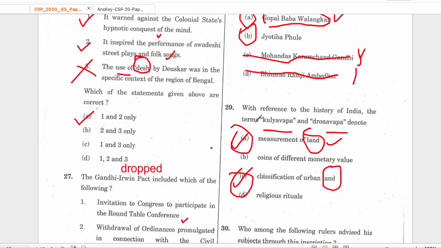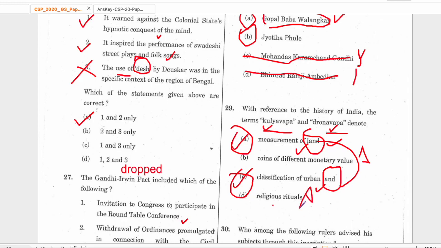With reference to the history of India, the terms Kunuya Vapa, Drona Vapa denote measurement of land, coins of different monetary value, classification of urban land, religious rituals. Land. So either A or C. B or D will not be, okay? So the answer was the measurement of land.